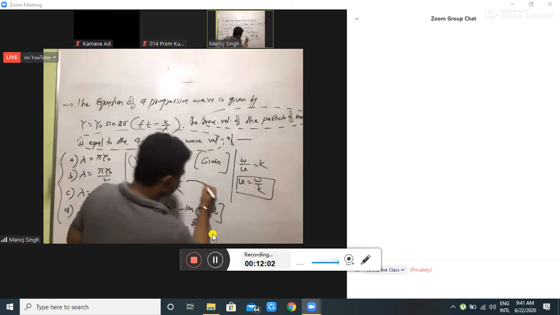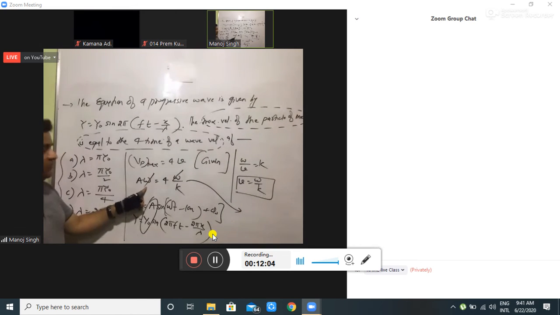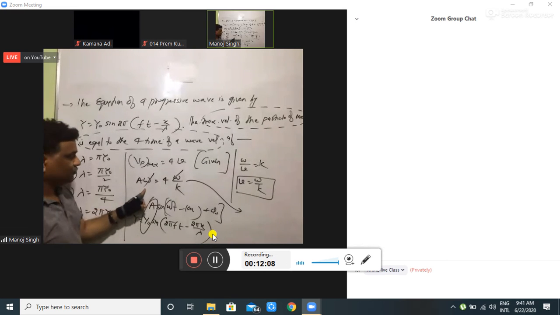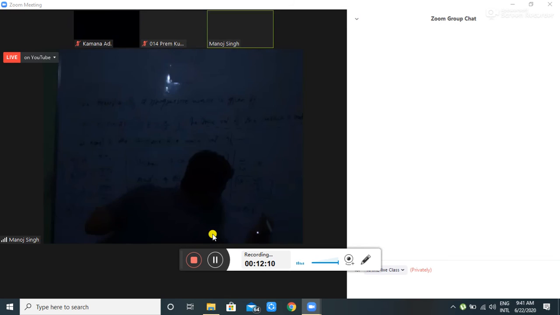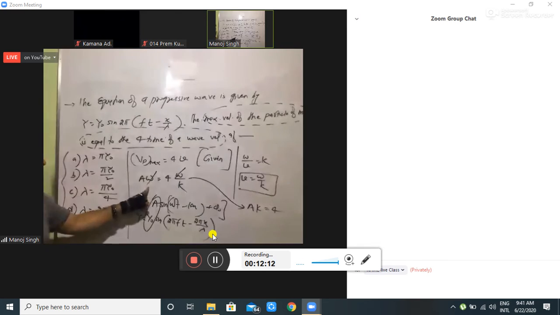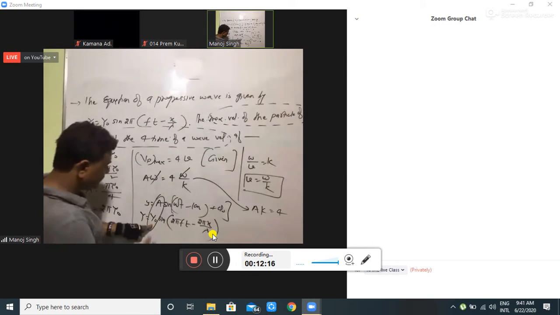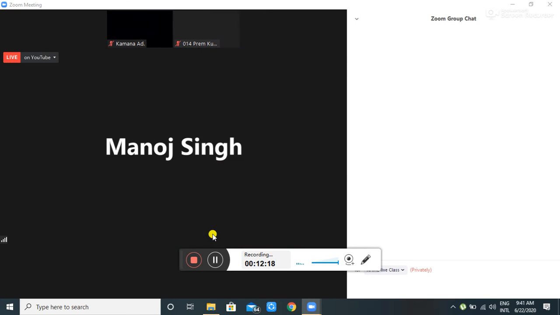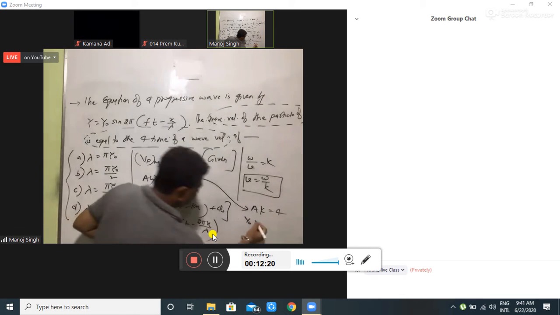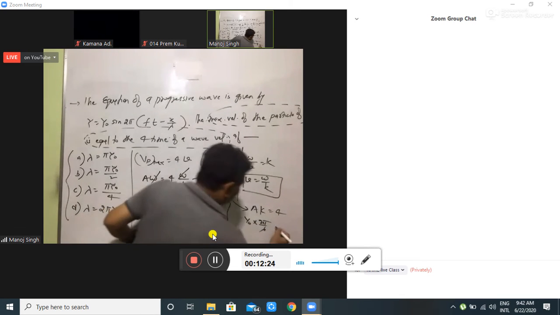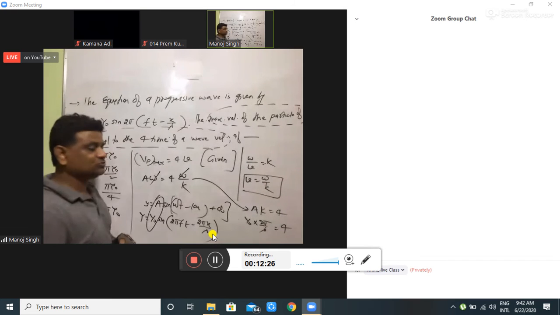Now simplify this relation here. a into k is equal to 4. The value of a is equal to y naught, and the value of k is equal to 2 pi by lambda, and it is equal to 4.